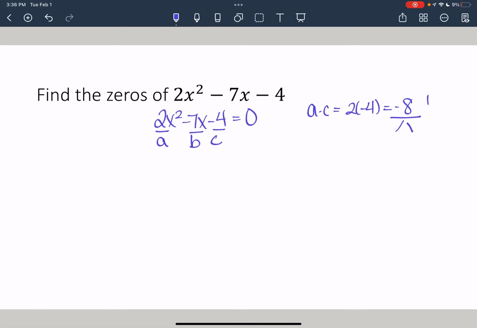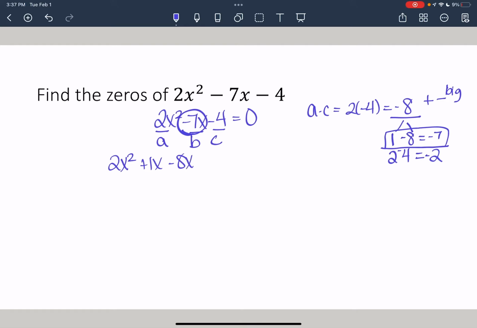Since negative 8 is negative, I know that I need a positive and a negative factor. And since b is negative, I know that my bigger factor is going to be negative. So I have 1 and 8, and 2 and 4, and I make my bigger factor negative and look at which combination is correct. The correct combination is 1 and negative 8. And so I'm going to expand out my trinomial. I'm going to write this as 2x squared plus 1x minus 8x minus 4 equals 0.